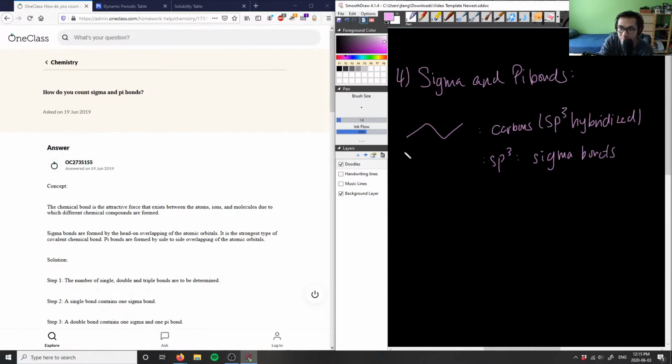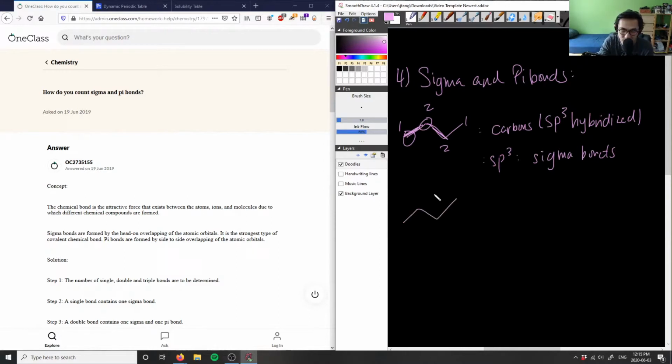So for example, this carbon here is making 1 bond to the carbon, which means it has 1 sigma bond. However, this one here is making bonds to 2 carbons, so this one will have 2, this one has 2, this one has 1, and that one has 1. So that's how we can count sigma bonds in this case here.